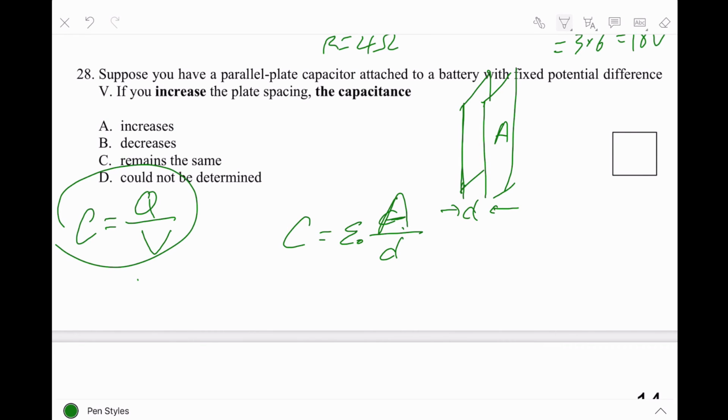If you increase, so if this one increases, of course C decreases. So it means the capacitance decreases. Answer is B.